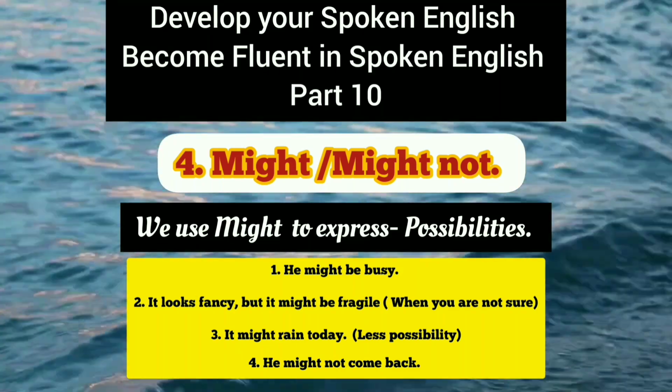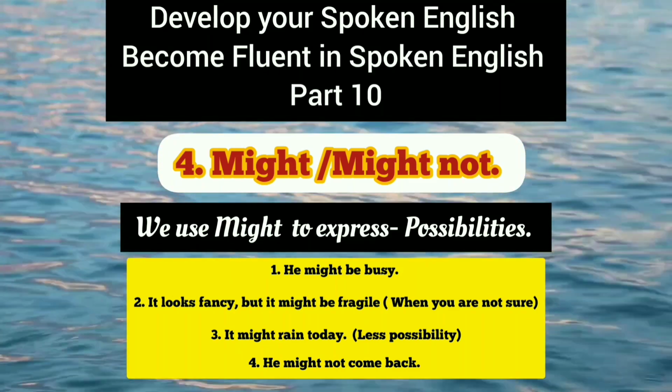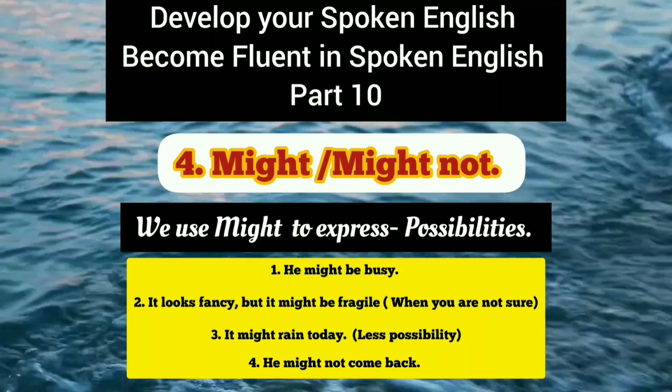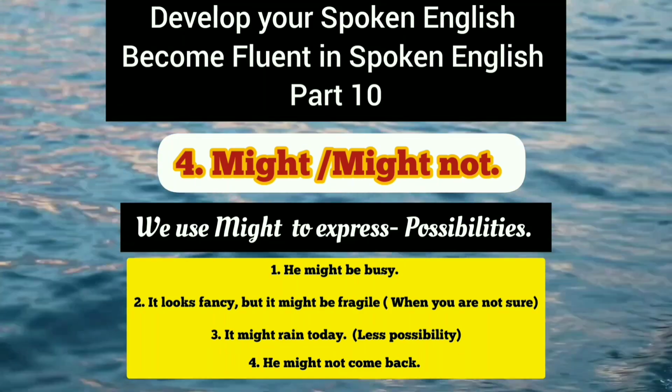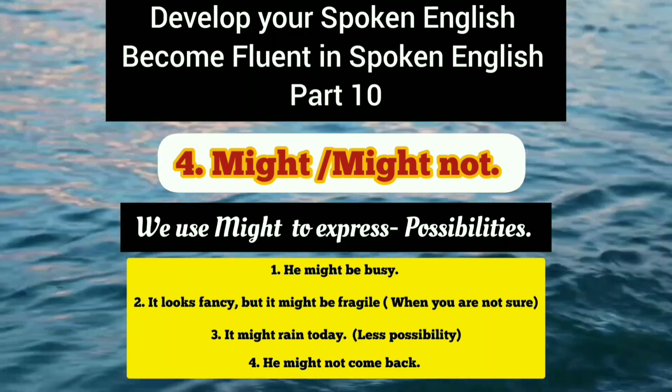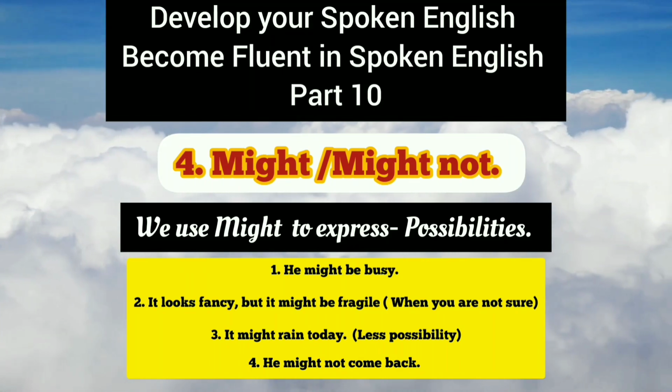Again, we can also make a negative sentence. He might not come back. So you are talking about something that may not happen, right? There is a possibility of it. Understood?